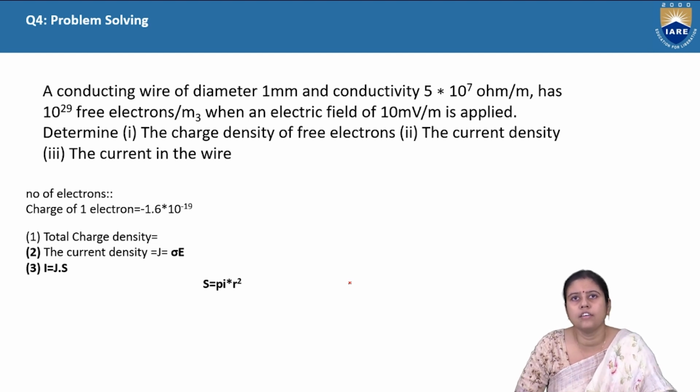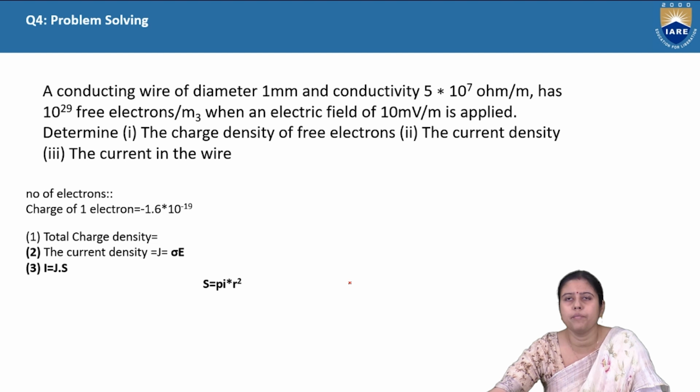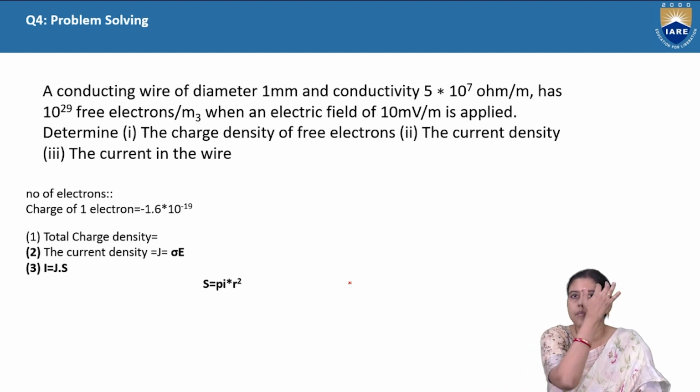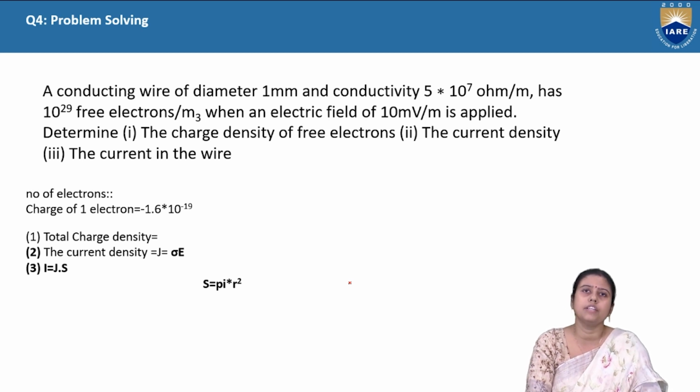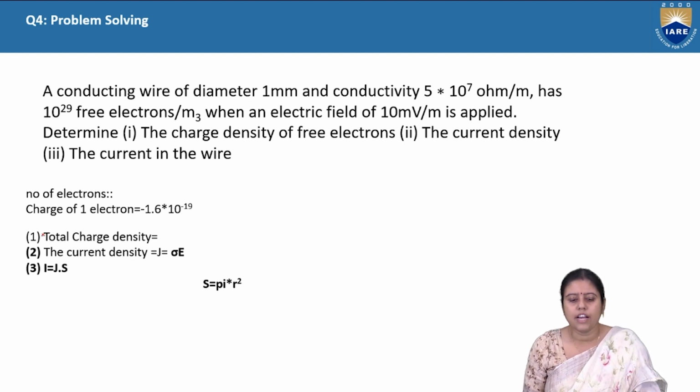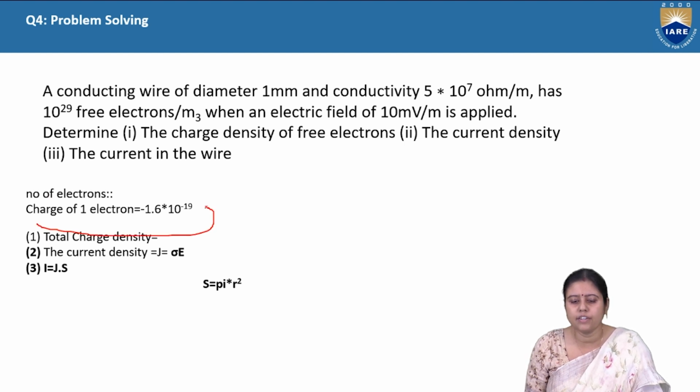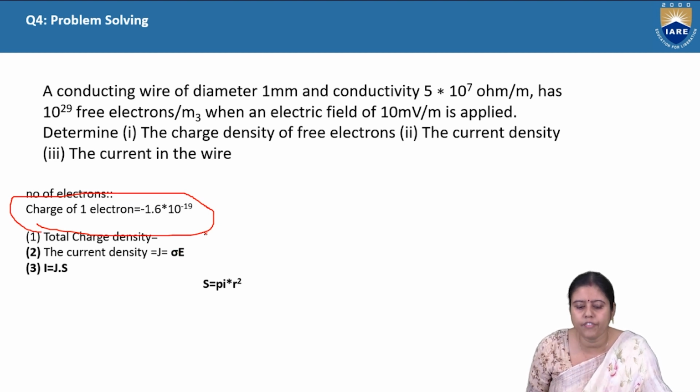A conductor wire of diameter 1 mm and conductivity of 5 into 10 to the power 7 ohm per meter has 10 to the power 29 free electrons per meter cube. When an electric field of 10 millivolt per meter is applied, determine the charge density, the current density and the current in the wire. The charge of one electron is 1.6 into 10 to the power minus 19. The number of electrons is 10 to the power 29.